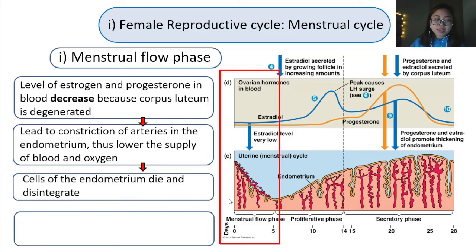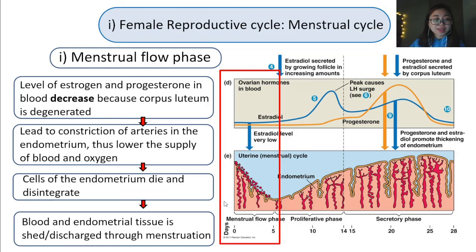So, the cells of the endometrium will die and disintegrate. Tiada darah, tiada oksigen, matilah. As it disintegrates, the blood and the endometrial tissue is shed or discharged through menstruation. Disebabkan lapisan sel-sel dan tisu-tisu ini mati, dia akan dikeluarkan oleh badan kita melalui kitaran haid. Okay, so this is what we know as the period. This is when all the blood comes out.